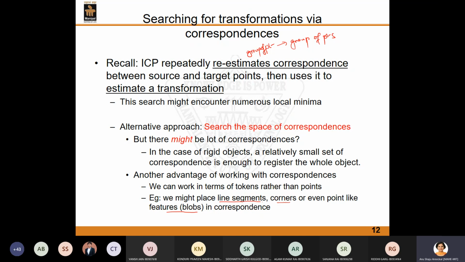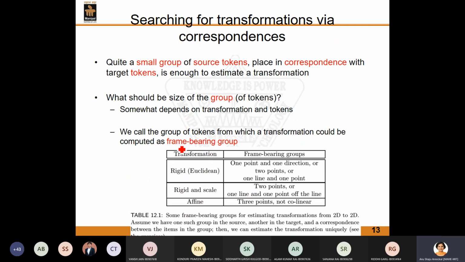Okay, a group of points can be used, and using such a collection of primitives in order to find the transformation, you can call it a frame bearing group. These are some examples of the frame bearing group, that is, examples for 2D to 2D transformation. So if I'm doing a 2D to 2D transformation, what frame bearing groups mean is the different combinations which can be used in order to determine this particular transformation.